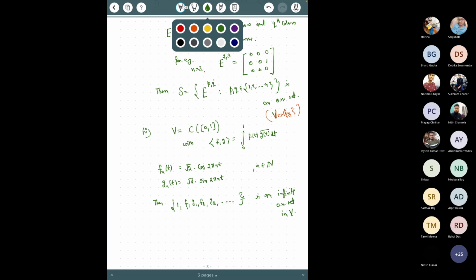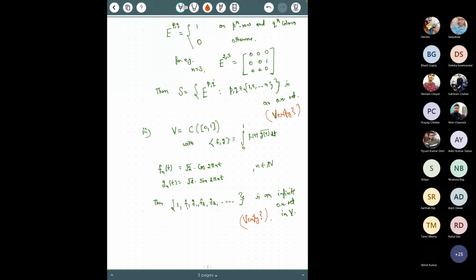You just take two arbitrary elements of this set, let's say f_n(t) and g_m(t). Then you check what their inner product is. You will see that it is 0 and therefore they are orthogonal, and the length of each of these functions is also equal to 1. So it's an orthonormal set. Here 1 means the constant function 1. So you verify this also. These are examples of orthonormal sets.